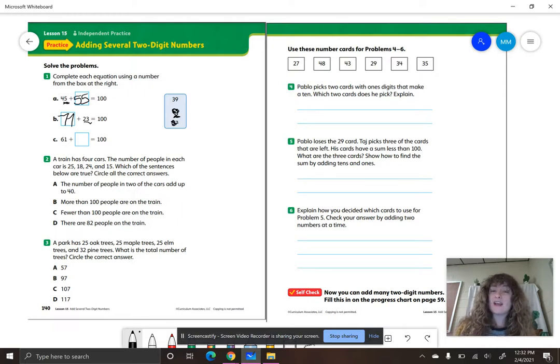So Smarties, what are you noticing that I am doing to find the correct number? Where am I looking? Am I looking in my tens place or my ones place? I'm looking in my ones place. I'm using the part that I know. So let's look at letter C, 61.